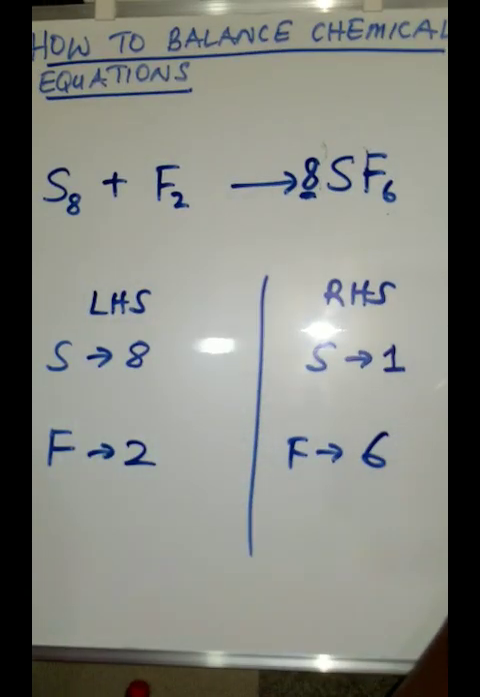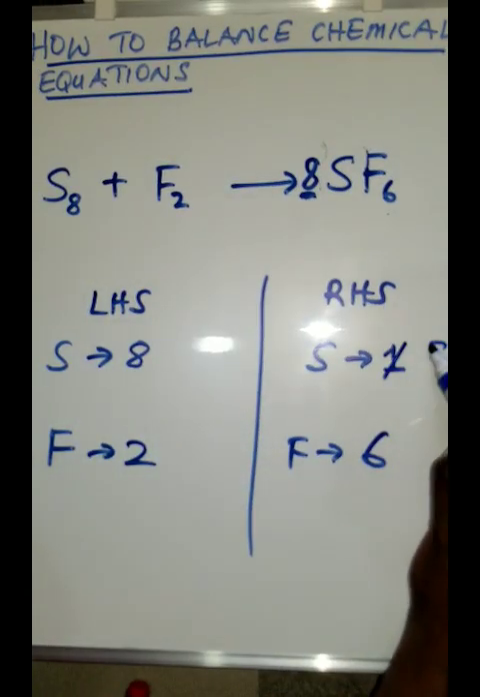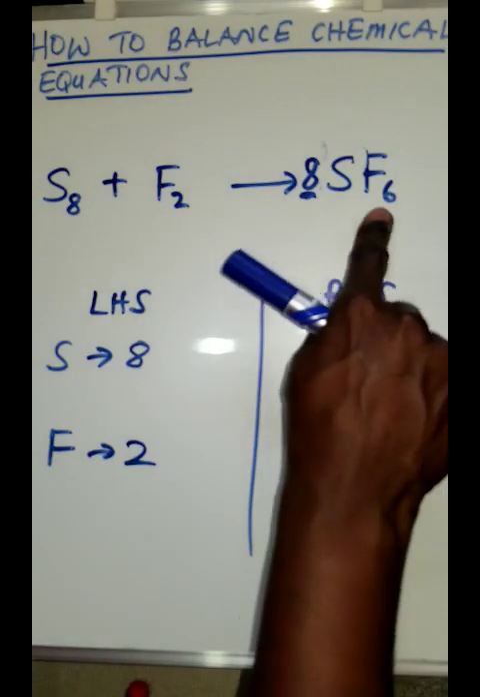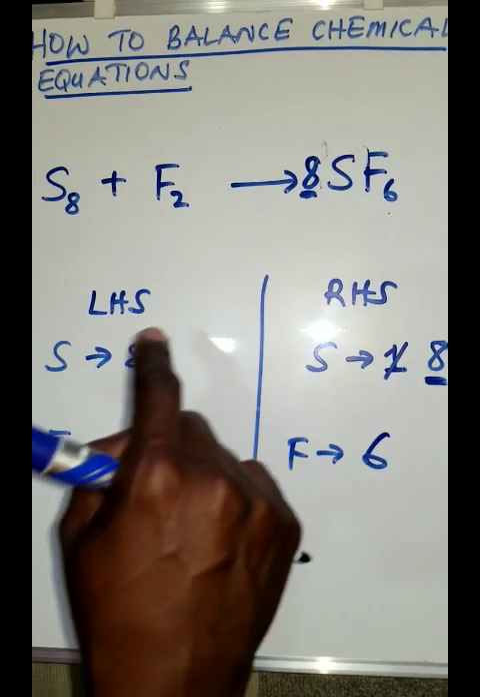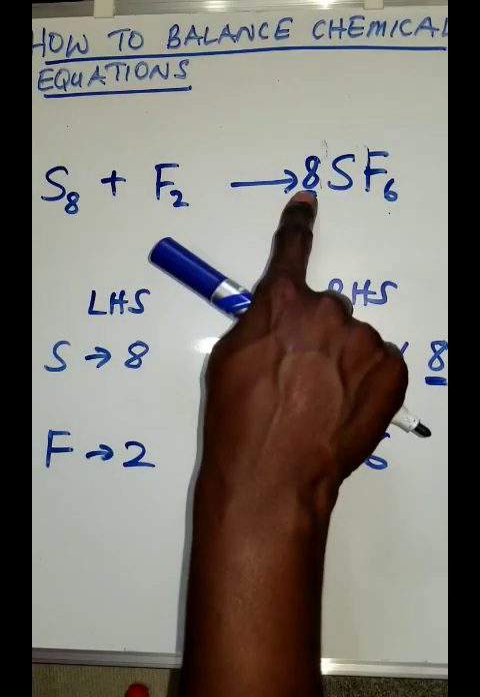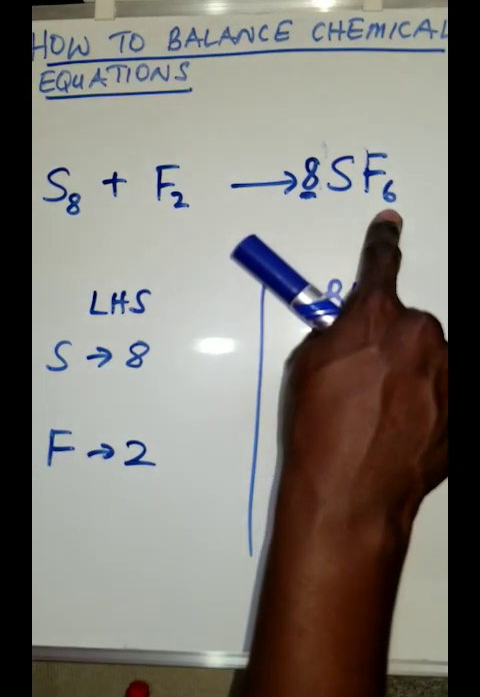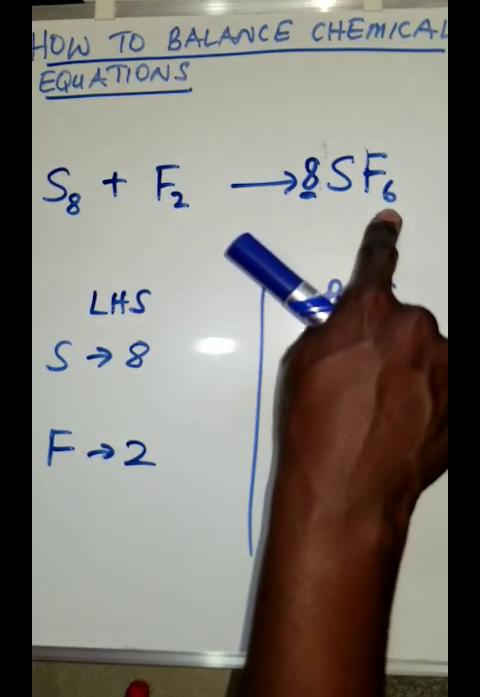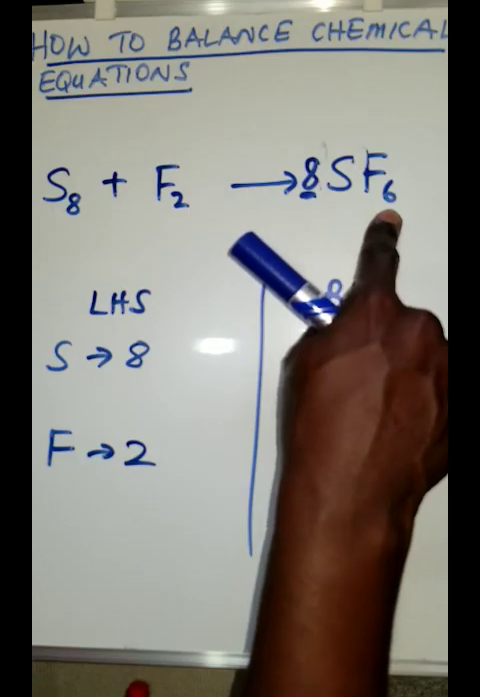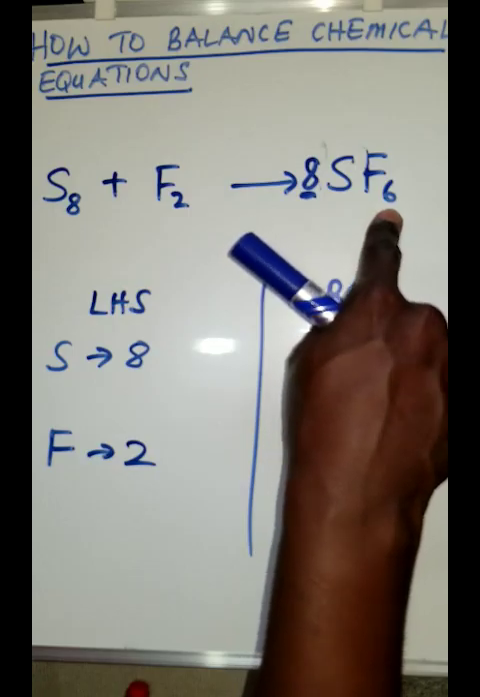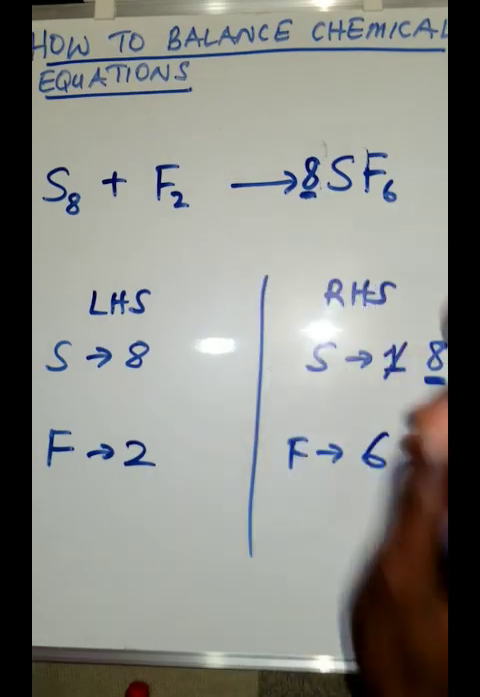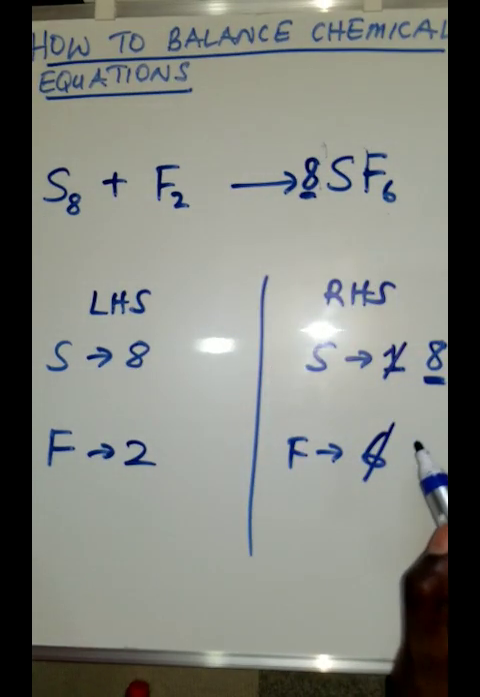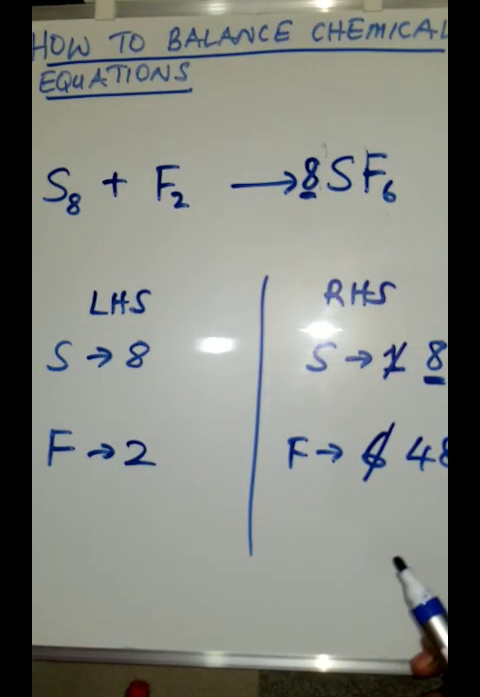All right, so now it simply means the sulfur there will also become 8, but the fluorine is actually going to become affected. It will be 8 multiplied by 6. What is 8 multiplied by 6? It will give you 48. Of course, if it gives you 48, it simply means fluorine will now become 48.